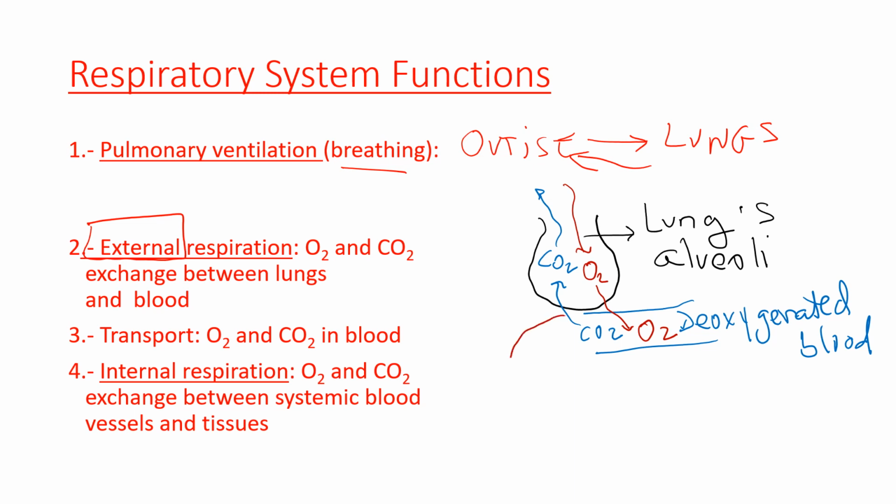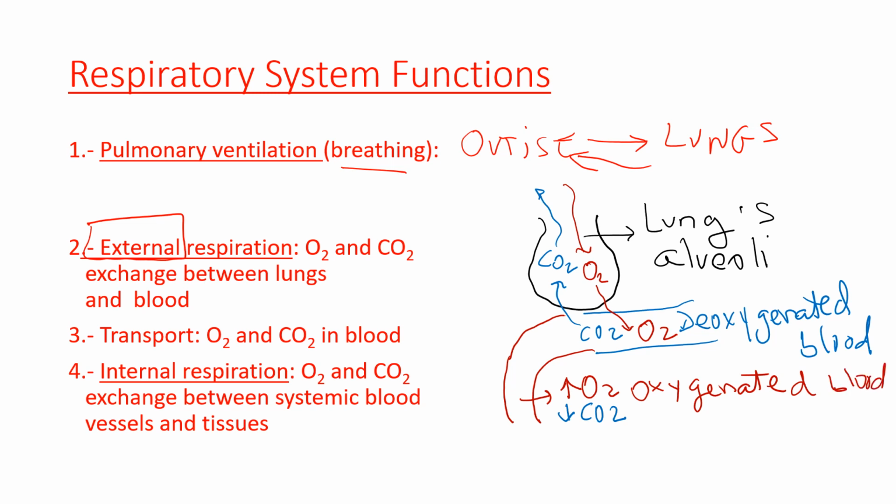so that the blood vessels leaving the alveoli of the lungs are going to be high in oxygen and lower in CO2. That's what we call oxygenated blood. That is external respiration, the movement of gases between alveoli and blood. So between the alveoli of the lungs and the blood.